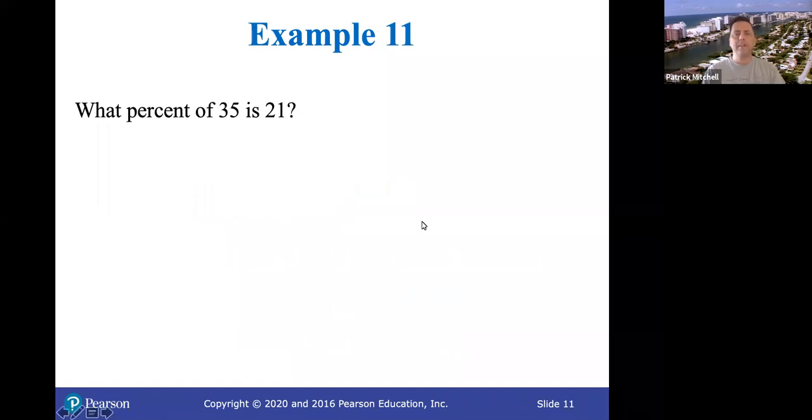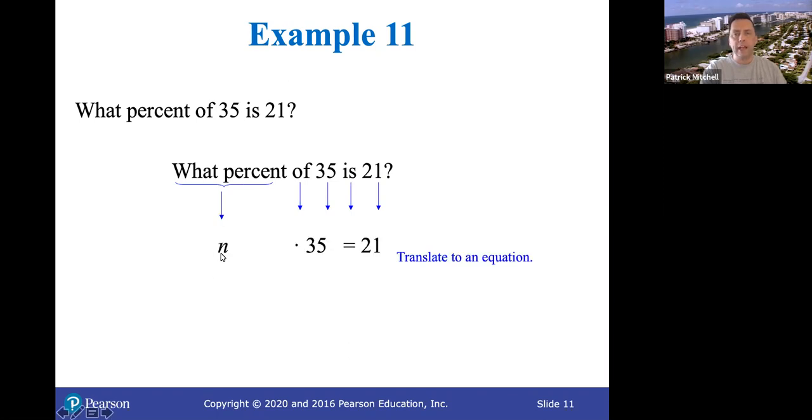All right, this one's a little different. In this equation, the percent is the unknown. What percent of 35 is 21? All right, what percent? We'll turn that into n. Of becomes times, is becomes equals. So we have n times 35 equals 21.